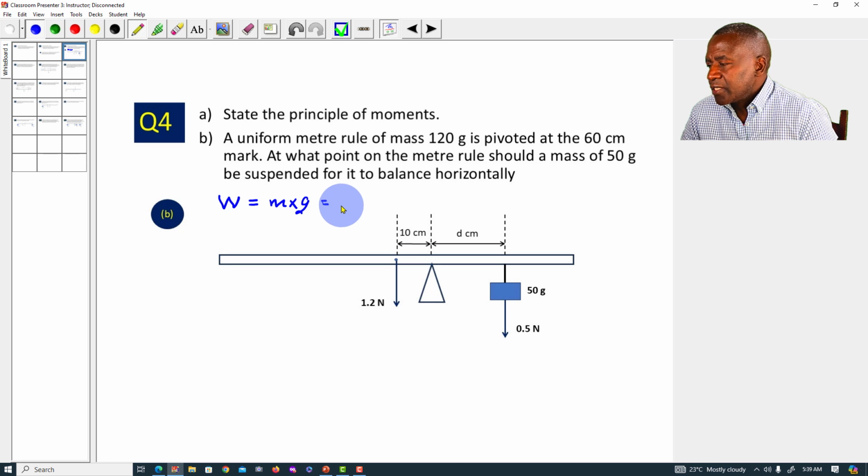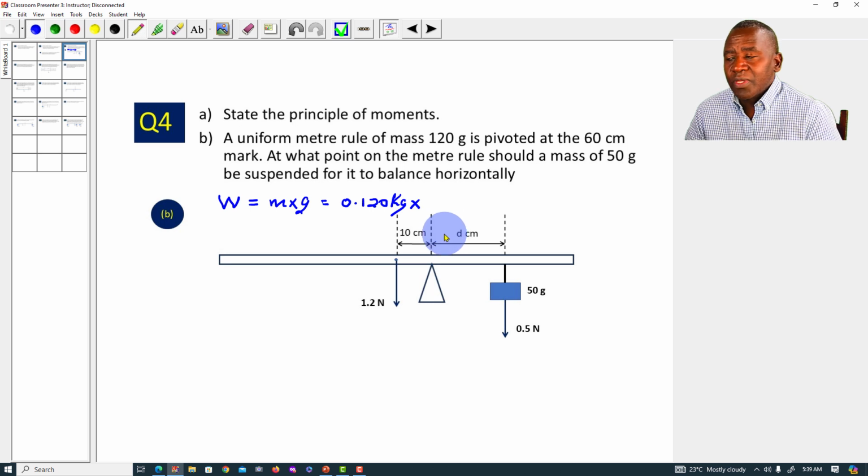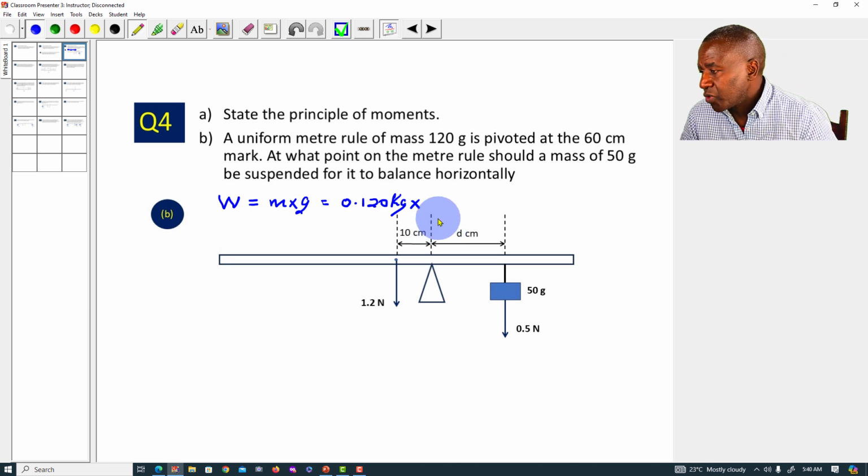M is the mass of the object in kilograms, and that one I hope you don't have a problem in getting: 0.120 kilograms. I've just divided 120 by 1000. 1000 grams is the same as 1 kilogram. So to convert 120 grams into kilograms, I just simply divide 120 grams by 1000, and I got this. The value of the gravitational field strength of the earth is 10 Newton per kilogram. And that is what gives me 1.2 newtons.